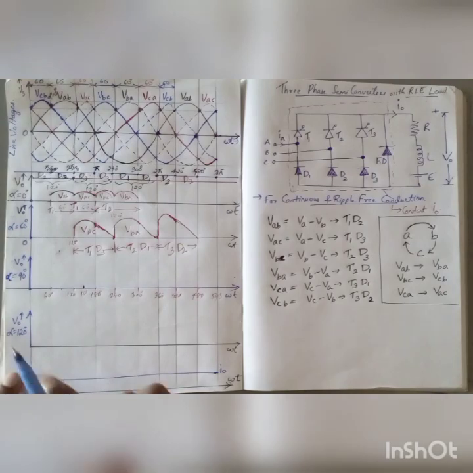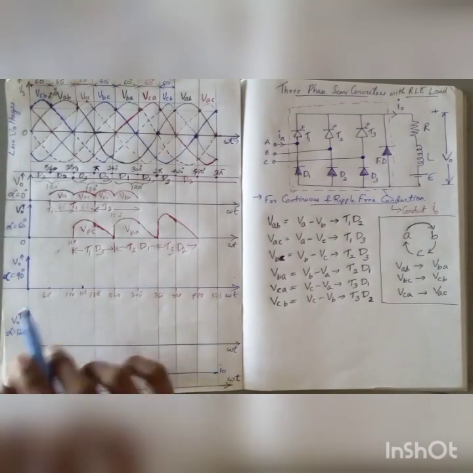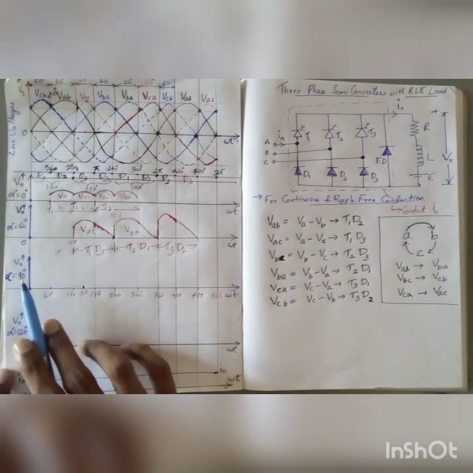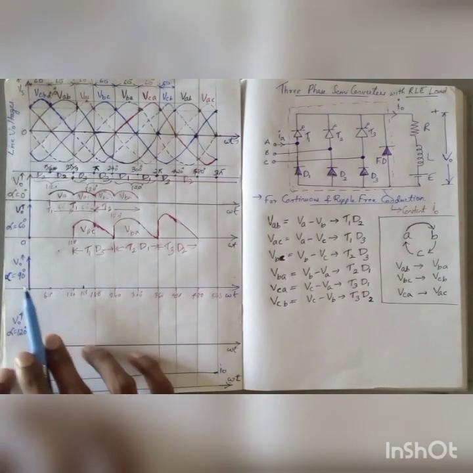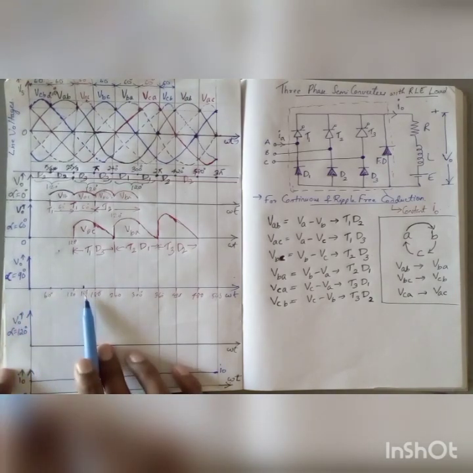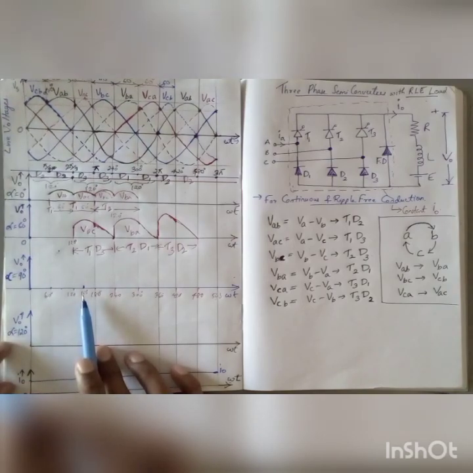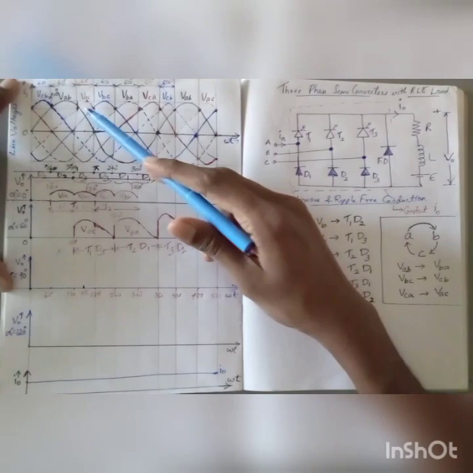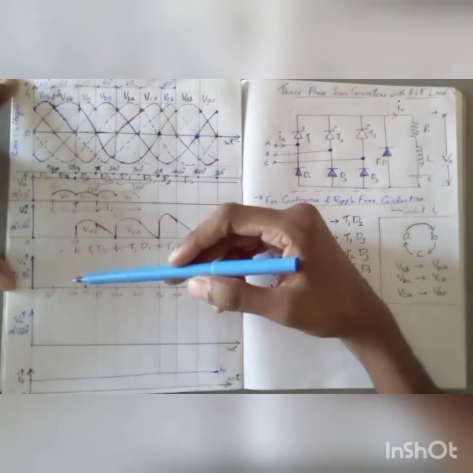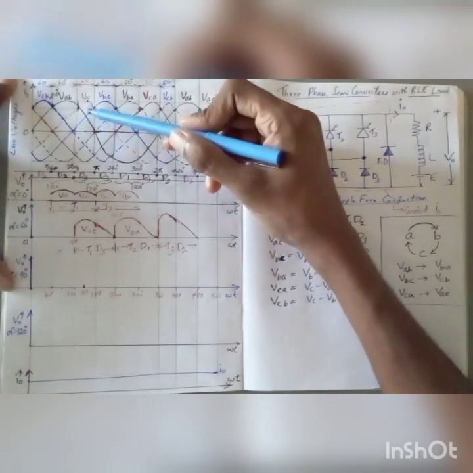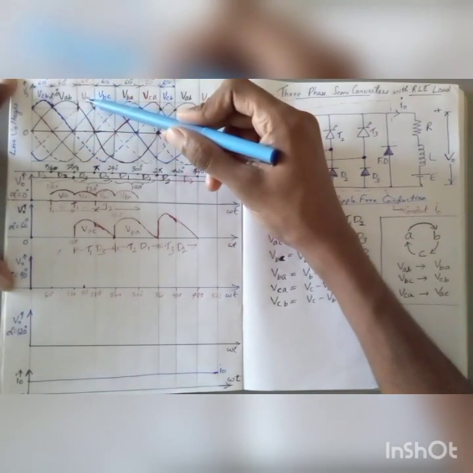So now let us analyze alpha equal to 90 degree case, that is firing angle alpha equal to 90 degree, then omega t is equal to 60 plus 90, 150 degrees. So I trigger my thyristor 1 at omega t equal to 150 degree. So let us have a look on the waveform of Vs, that is supply voltage. At 150 degree, which is the highest voltage? VAC.